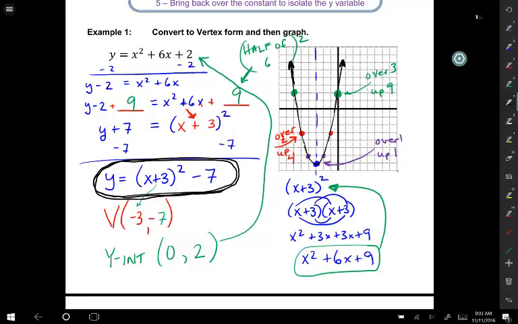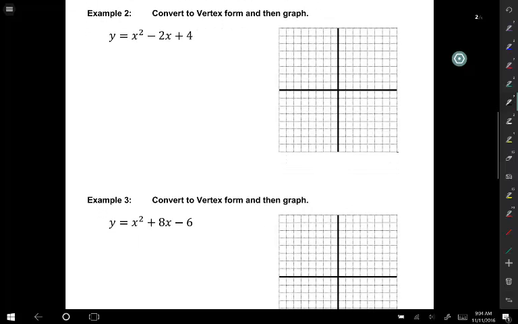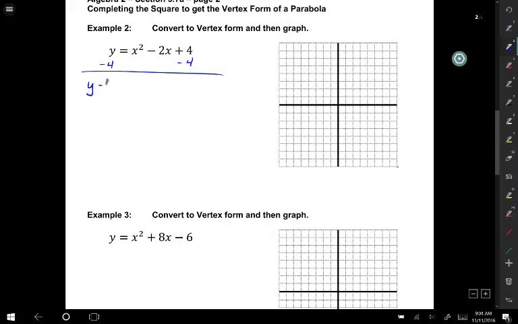All right, let's look at number 2. We're going to do the second one, and then we're going to come back to our instructions at the beginning and do a little review after the second problem. So here we go. Our first step, as you remember, was to get rid of this constant. So we subtract the 4. So we have y minus 4 equals x squared minus 2x. There's our first step.